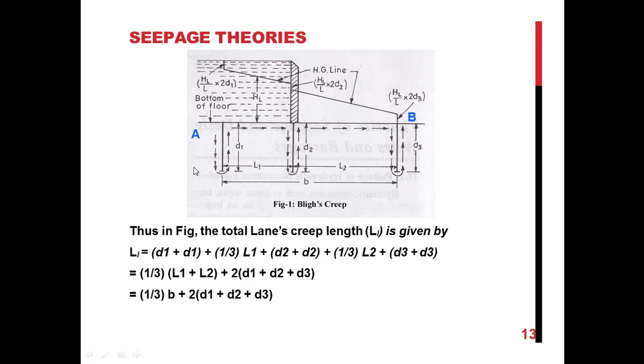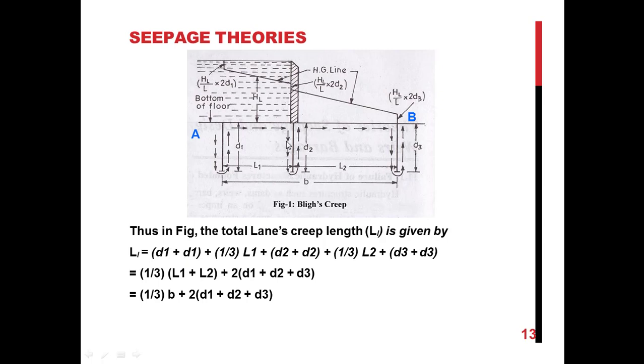So, according to Lane's theory, the total creep is equal to D1 plus D1. Here this length is equal to D1 and this length is also equal to D1. The water starts creeping from A and moves along the bottom contour of the structure up to here. So this length is D1 and also this length is D1, so 2 times D1, or D1 plus D1. This length is the horizontal creep, and according to Lane it is 3 times less effective, so divide this by 3, or plus 1/3 into L1.